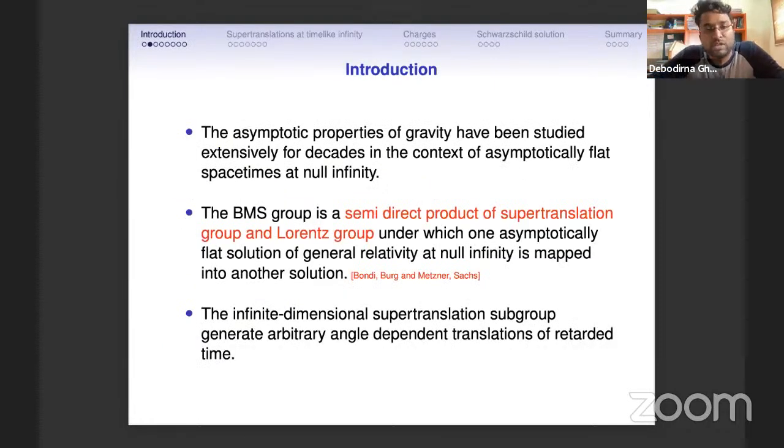Okay. So the asymptotic properties of gravity have been studied extensively for decades in the context of understanding asymptotically flat spacetimes at null infinity. However, the symmetry group of asymptotically flat spacetimes is not the usual Poincaré group that we come across in special relativity, but the group is called the BMS group, which is a semi-direct product of the super translation group and the Lorentz group. Under the BMS group, one asymptotically flat solution of general relativity at null infinity is mapped into another solution. The infinite dimensional super translation subgroup generates arbitrary angle dependent translations of retarded time.